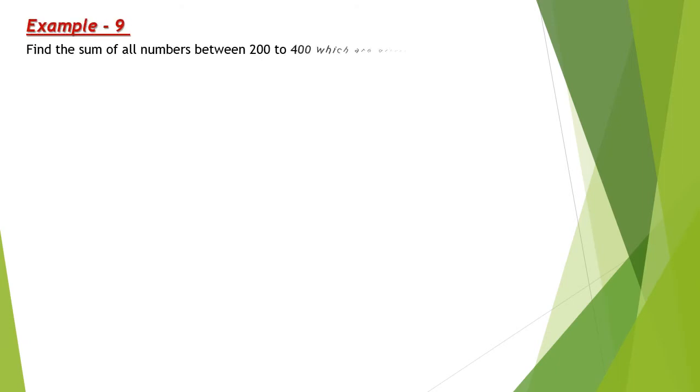Okay, it's time for example 9, students. It has two parts. The first part is the understanding part and the second part is the solution part. First, let's understand the question. Sum of all numbers between 200 and 400. We have to find the sum of all numbers between 200 and 400, but those numbers must be exactly divisible by 7. Now let's start.